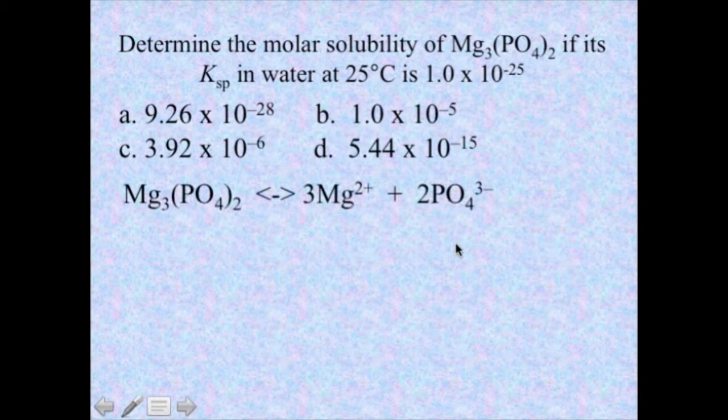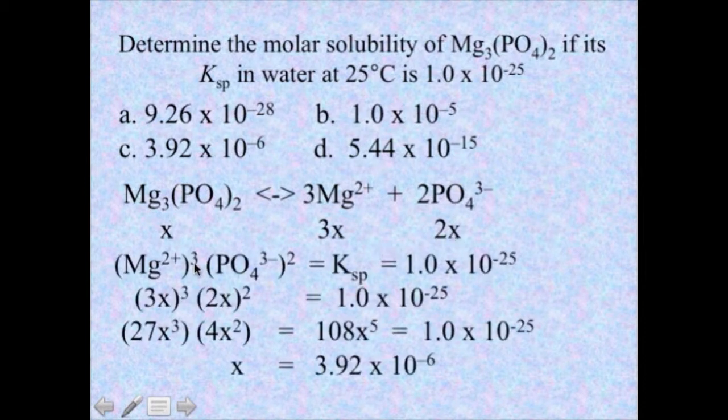All right, we're supposed to find the molar solubility of magnesium phosphate given the solubility product value of 1.0 times 10 to the minus 25. So we write our equilibrium expression. Magnesium phosphate breaks up into 3 moles of magnesium ion and 2 moles of phosphate ion. Therefore, our stoichiometry, where we let X be the molarity of magnesium phosphate at equilibrium, the magnesium ion concentration will be 3 times that, or 3X, and the phosphate ion concentration will be double that, or 2X.